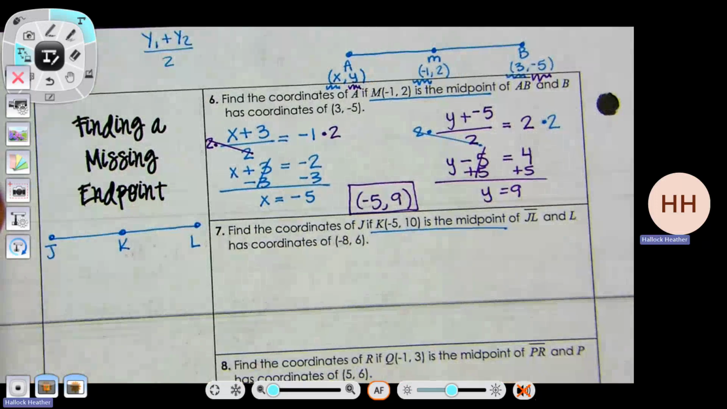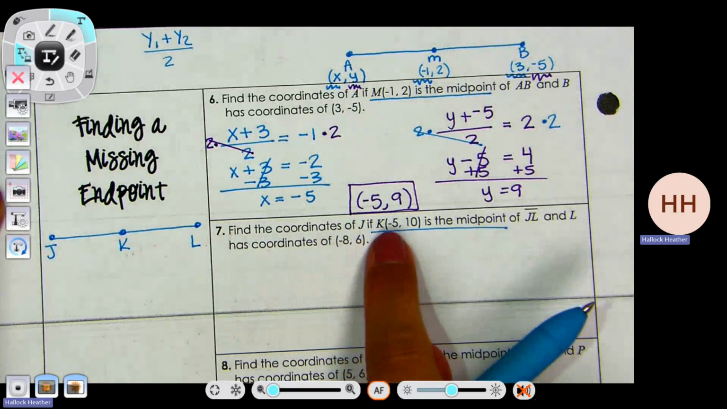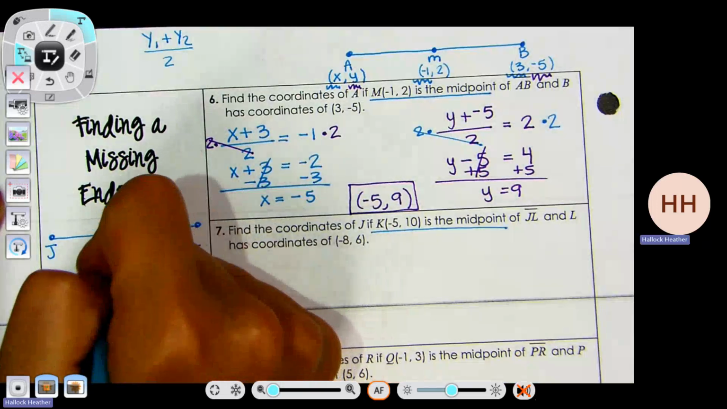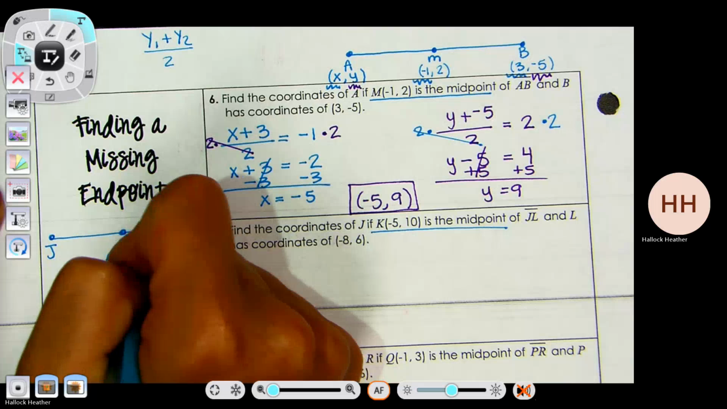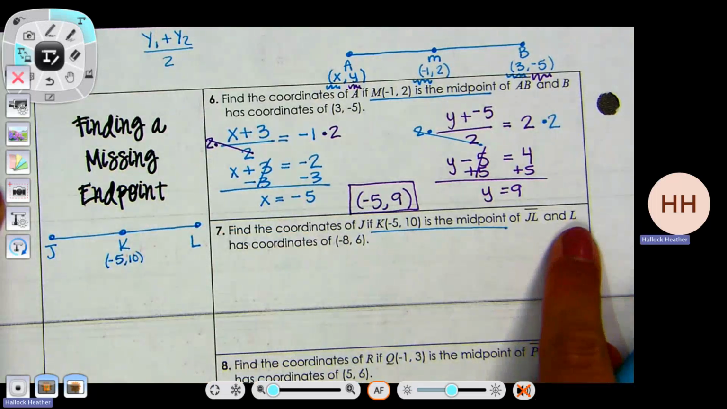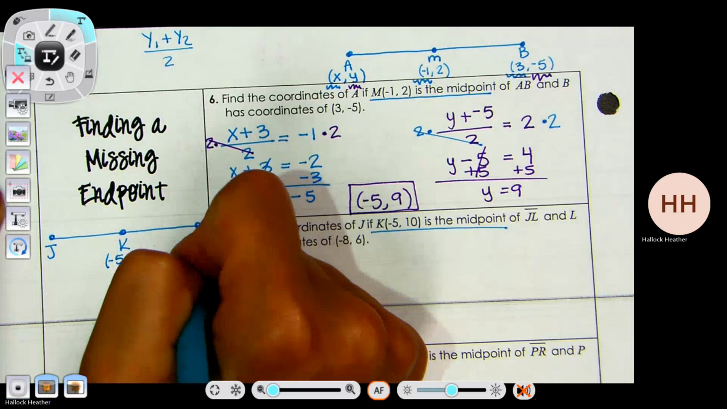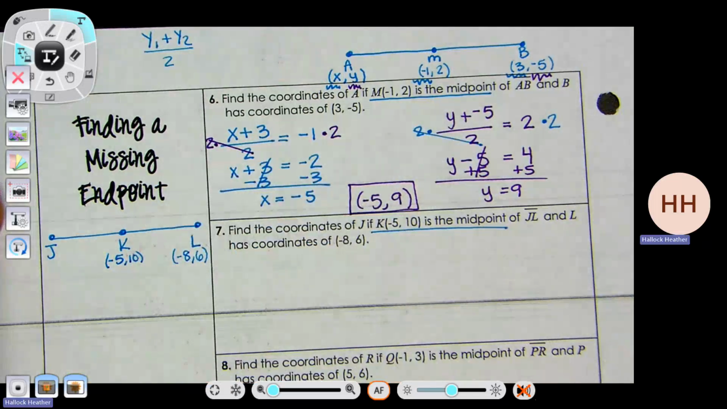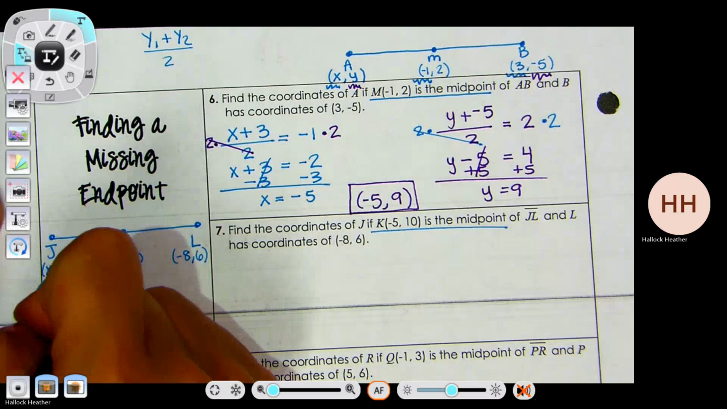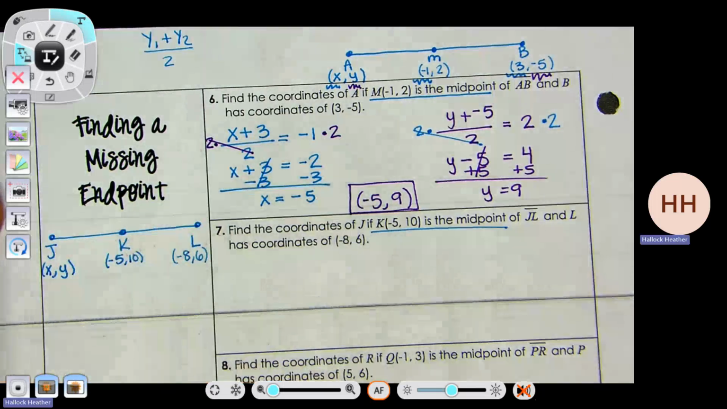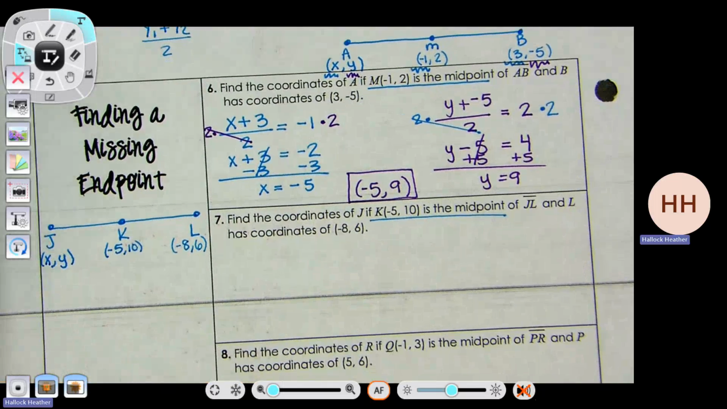So K is in the middle. And then I'm just going to put my coordinates underneath my values so I can visually see what's going on. K is at -5, 10. L has coordinates -8, 6. Okay. The one that's missing, we're just going to call X and Y. See if you can write the correct equation for X and see if you can write the correct equation for Y.